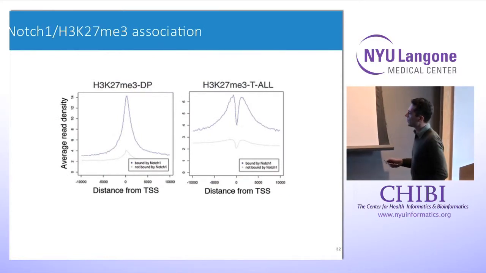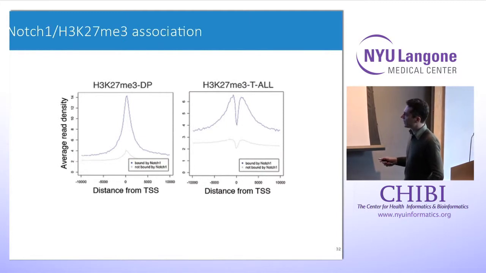Another type of analysis was notch-centric analysis, to show the connection between loss of K27 and notch binding. Here we split the genes into bound by notch and not bound by notch. And that's what you see in normal cells, genes bound by notch in leukemia. That's important. Let's not be confused here.